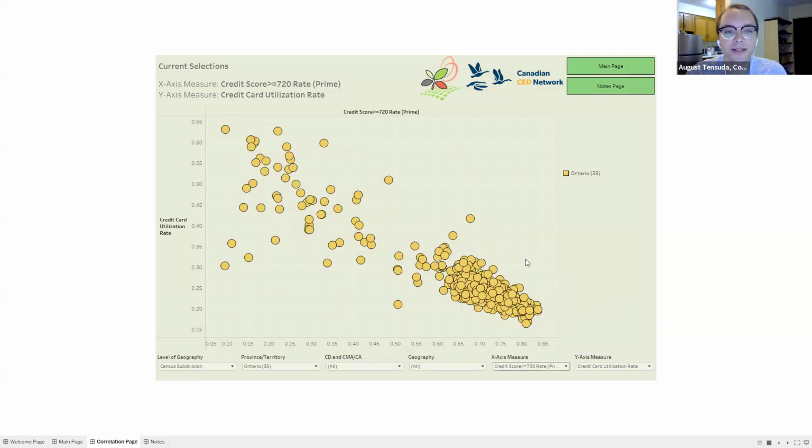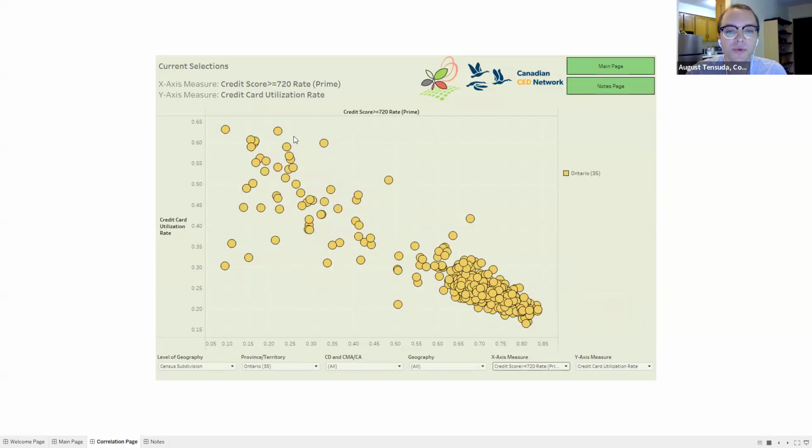It's very tight on this right side, which means that whenever there's a high credit score, there's low credit card utilization rates, it seems, right? So there's no dots in this quadrant, for example. There's no one with a high credit score and high utilization rate. It's always high credit score, low utilization rate. Whereas we don't see the same thing with the left side of the graph here.